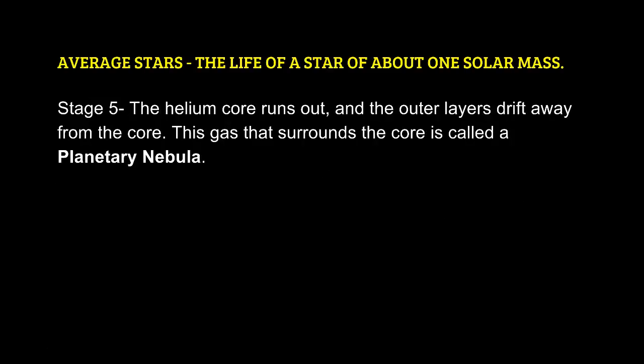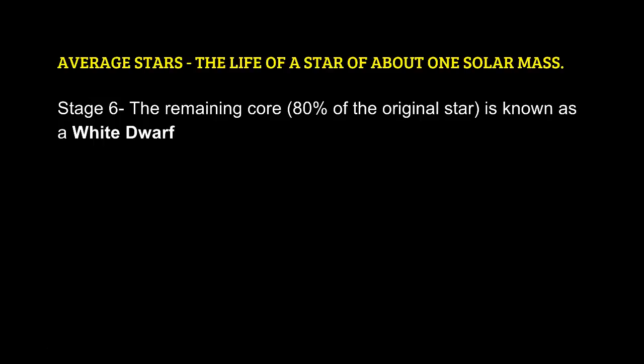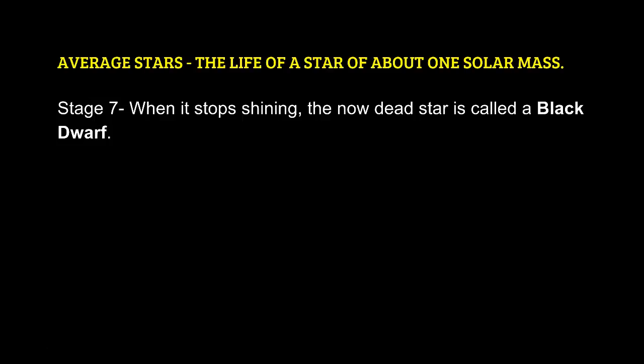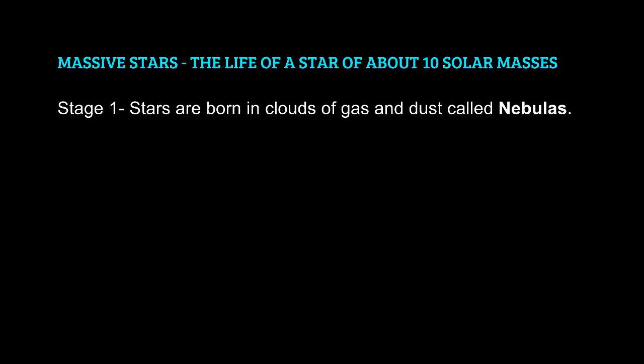The fifth phase of an average star, it goes from red giant to planetary nebula. So this is when the fusion in the center of the star begins to diminish, and it can't retain that outer layer, so it just kind of spreads out. Then it becomes a white dwarf with about 80% of the original core of the star collapsing in on itself. It continues to burn for a while, and then it eventually runs out of energy and becomes a black dwarf.